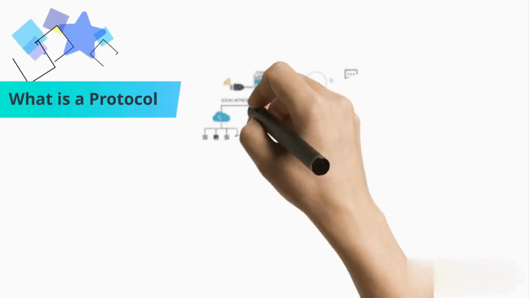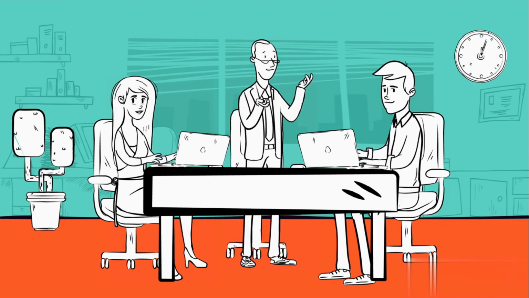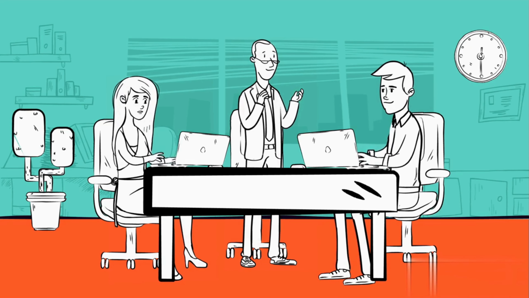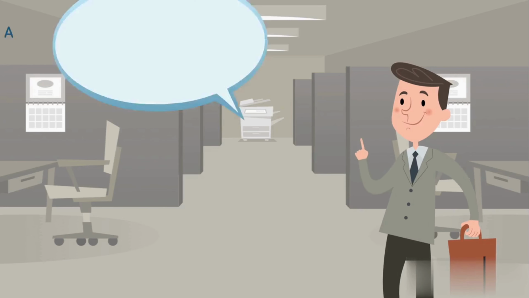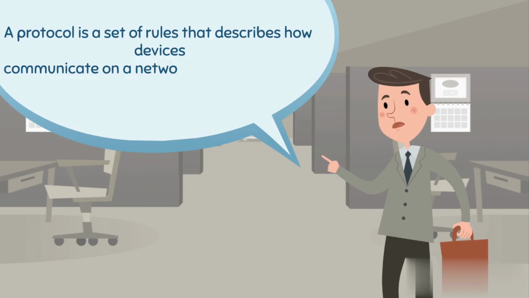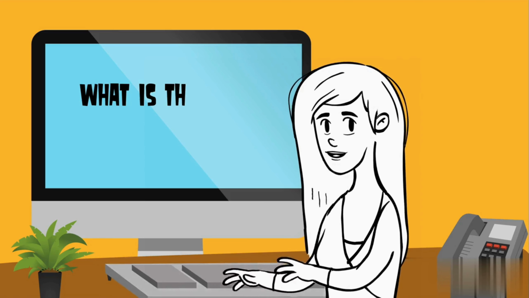What is a protocol? A protocol is akin to a language for devices. Just as it's challenging to solve a problem with someone if you don't speak their language, devices require common principles and standards to interact effectively. A protocol is a set of rules that describes how devices communicate on a network, ensuring smooth and efficient data transfer.